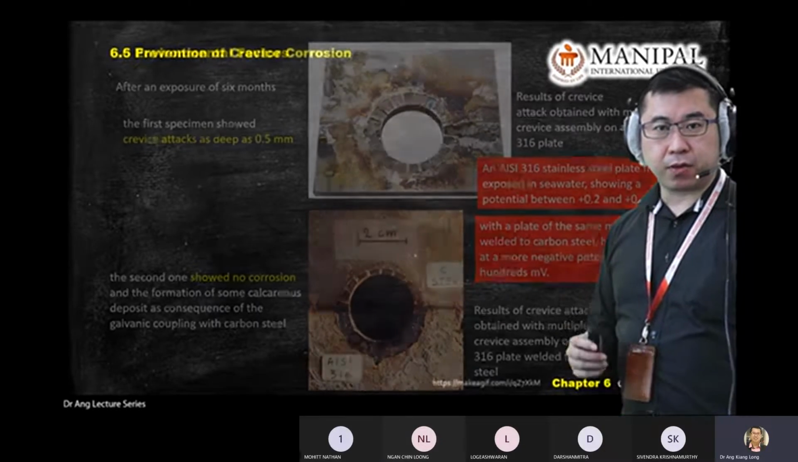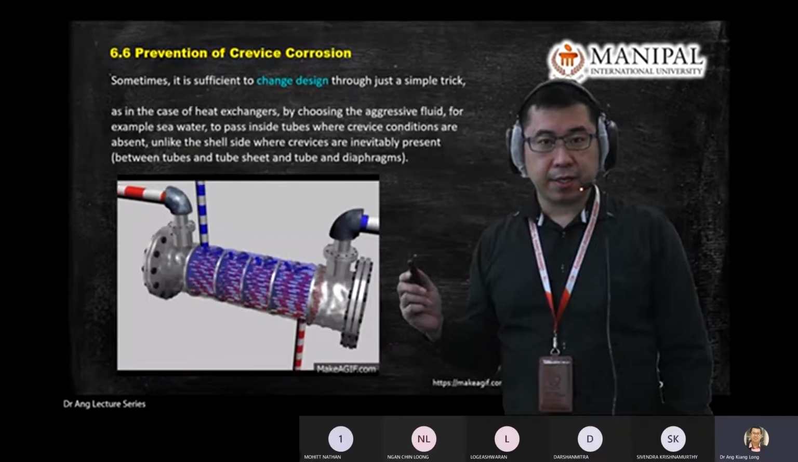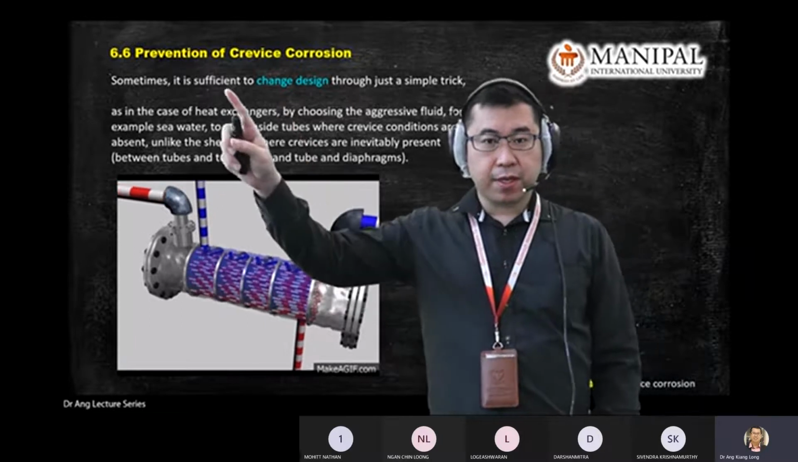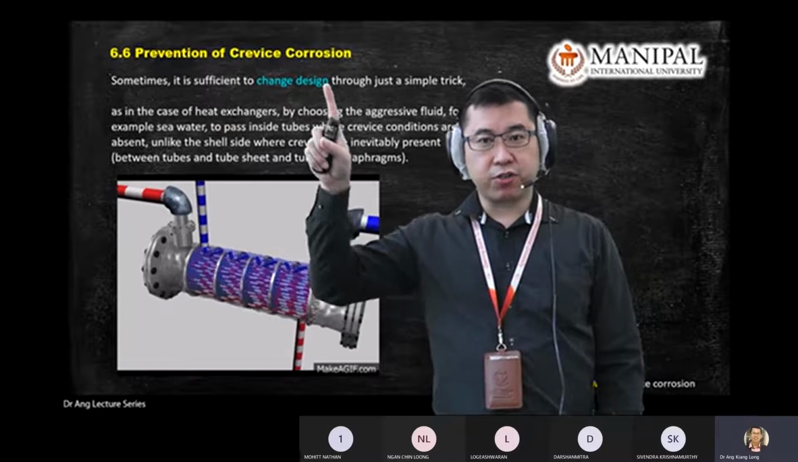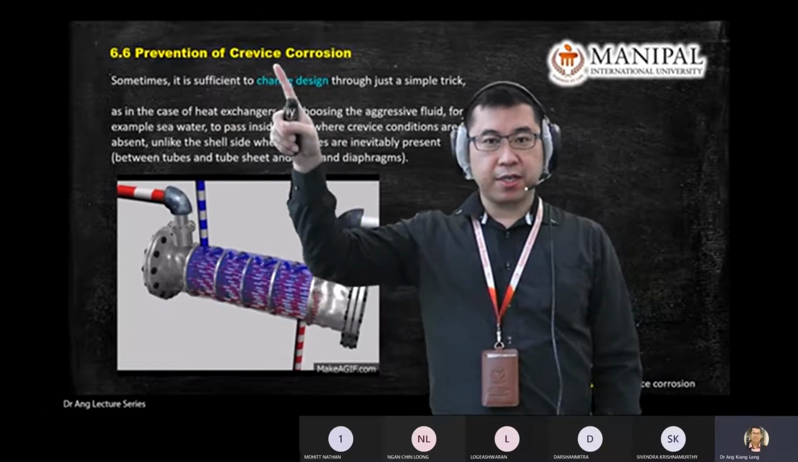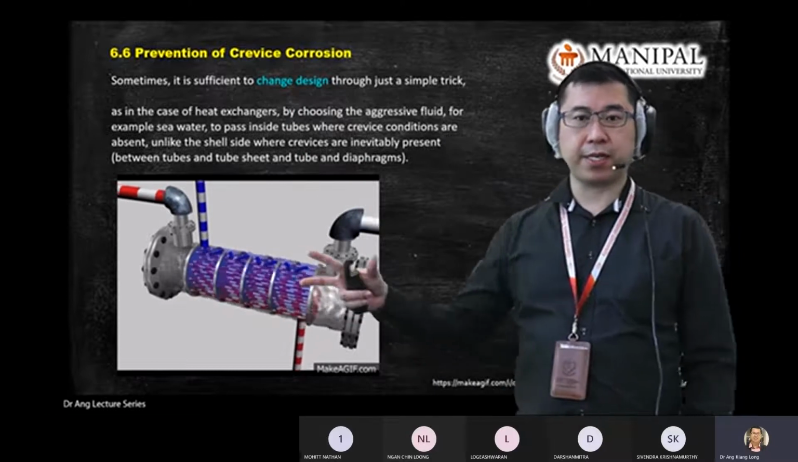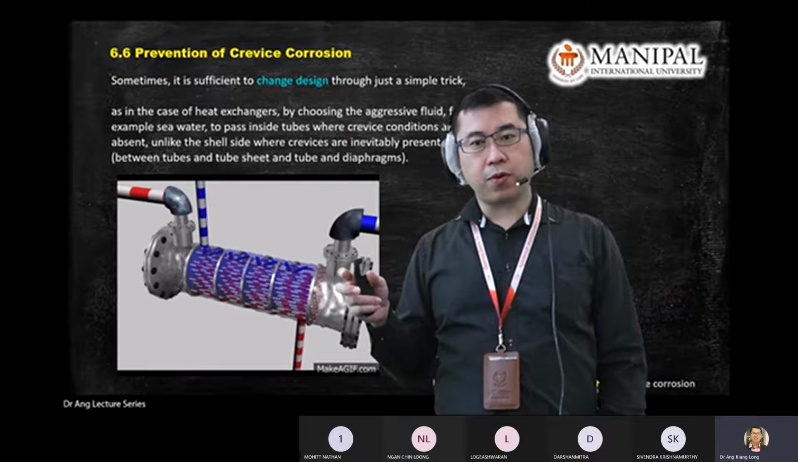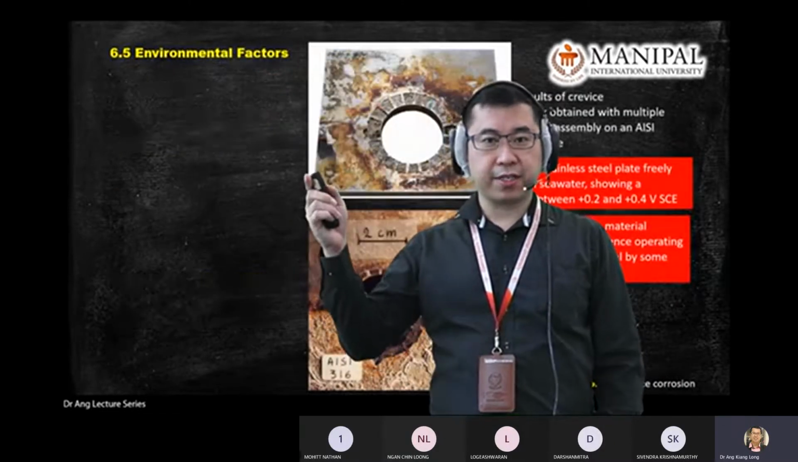Next, we look at prevention. How do we prevent it? First, the more basic one is that you change the design. You change the design of your devices, for example, the heat exchanger. You know that crevice will look for the exposure of these 5 factors, right?